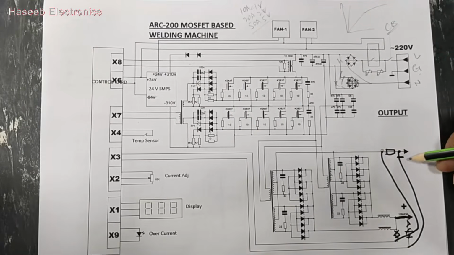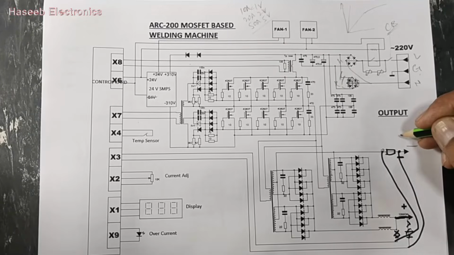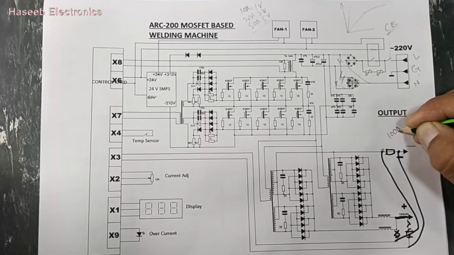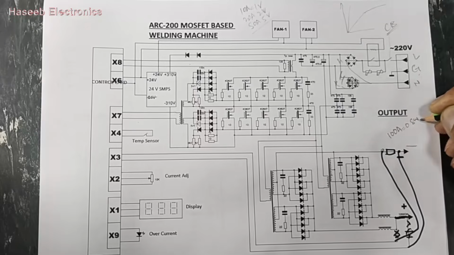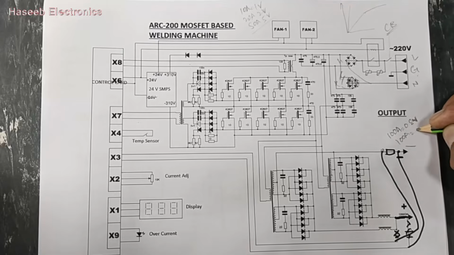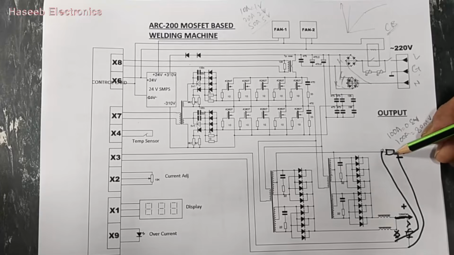So on the output side, in the negative line of the electrode, we have a resistor that is called a shunt resistance. It will give a signal of how much current is flowing through this shunt resistance. Most of the time it is in ampere to volt. For example, at 100 ampere it will provide 0.8 volt. Some shunt resistors will provide 80 millivolt at 100 ampere. It depends on the type of the shunt resistance.